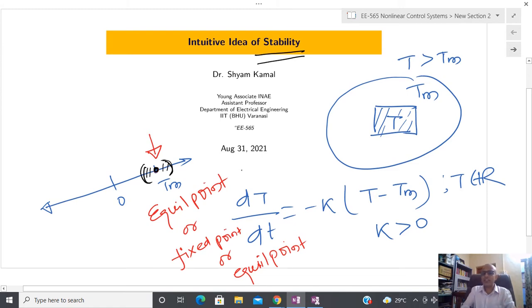Does anyone have confusion on this? Are you able to understand the difference between an equilibrium point and stability about the equilibrium point?